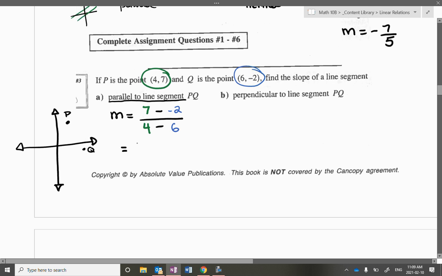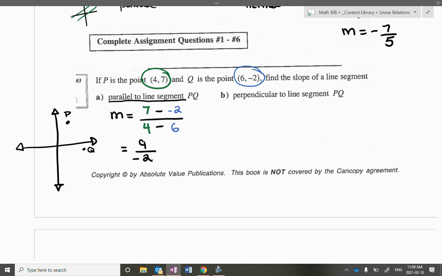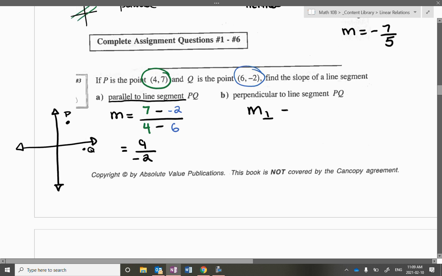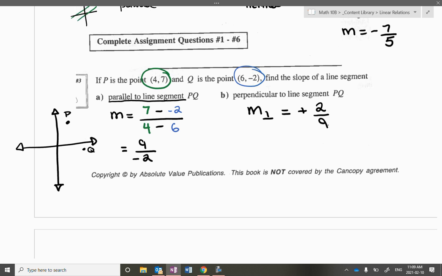7 minus -2 gives me a +9 over -2. 9 over 2 is the negative slope that we should have expected, so that's good. A parallel line segment to that is going to have that exact same slope. Versus a perpendicular, so for it to be a perpendicular slope, my sign is going to switch to a positive, and I flip my fraction, so then it becomes positive 2/9. Turn your page.